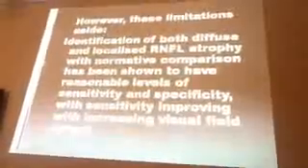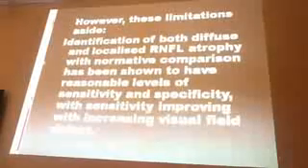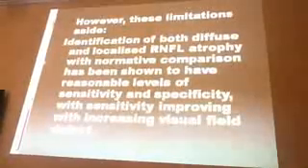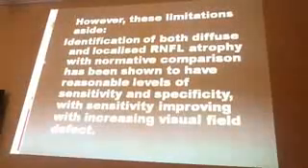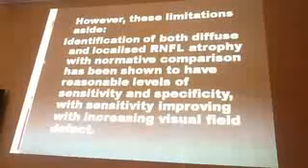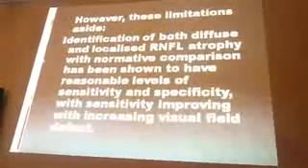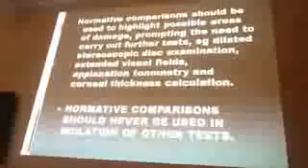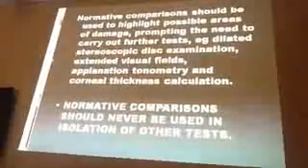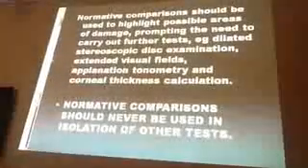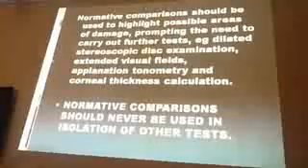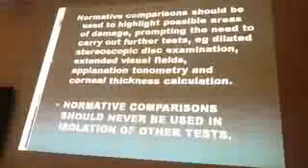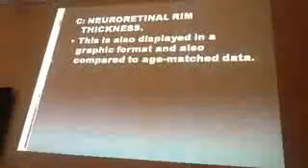However, in spite of these limitations, identification of both diffuse and localized retinal nerve fiber layer atrophy with normative comparison has been shown to have reasonable levels of sensitivity and specificity, with sensitivity improving with increasing visual field defect. Normative comparison should be used to highlight possible areas of damage, prompting the need to carry out further tests. Example: dilated stereoscopic disc examination, extended visual fields, applanation tonometry, and corneal thickness calculation. Normative comparison should never be interpreted in isolation of other tests.